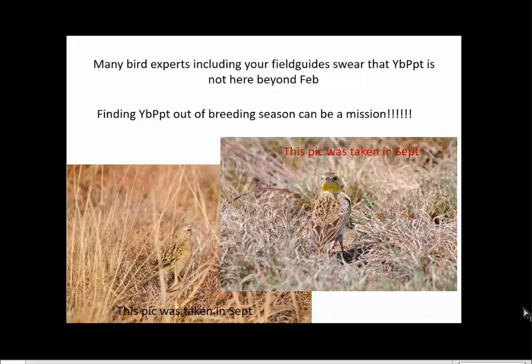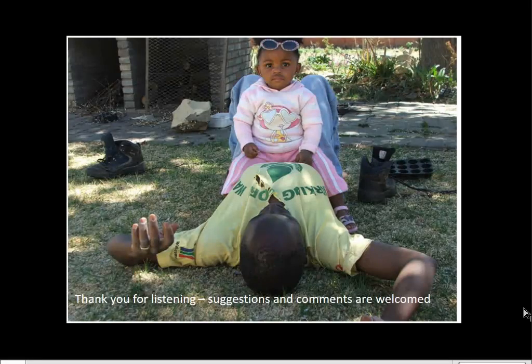You can see that I think this was taken in September. It looks like just another African grassland pipit. You have to know what you're looking for. Lucky enough, this bird decided to turn around, and then I could see the yellow throat, and that is in June.